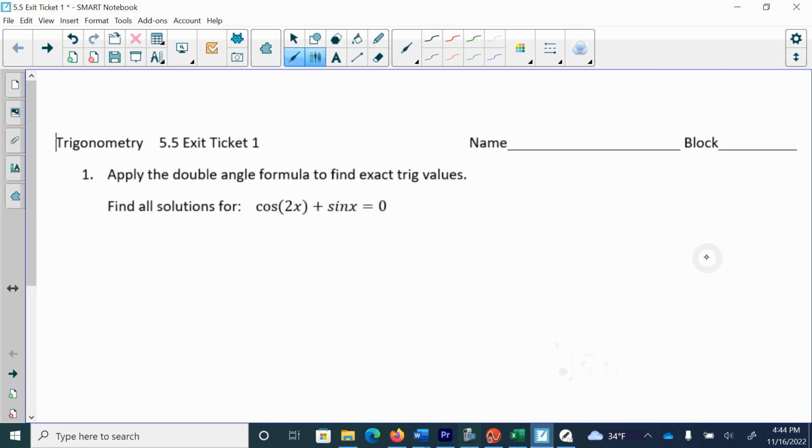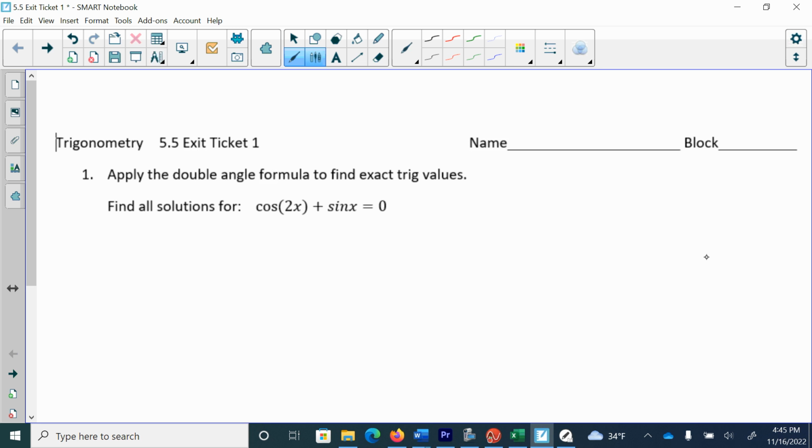Hello, this is Mrs. Ward, and I wanted to go over the exit ticket that you took last class before you take the quiz today. So I just have exit ticket 1 here. If you have exit ticket 2, it's similar. You'll be able to follow along. The substitute has your exit tickets. They should have passed them out before you're watching this video.